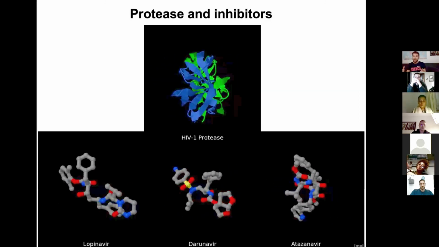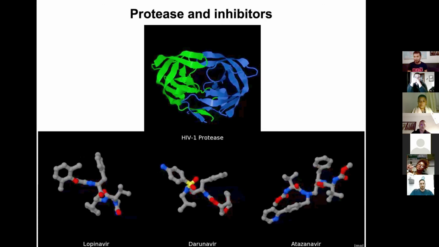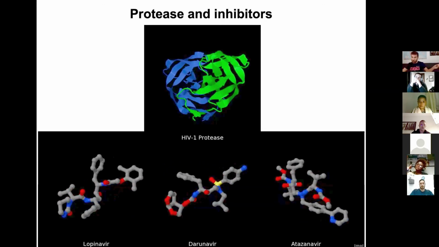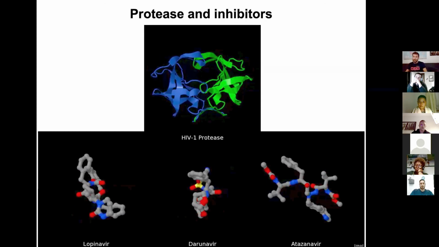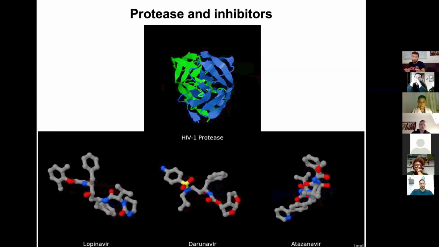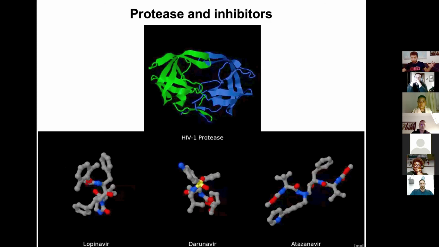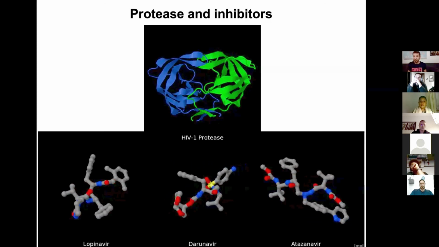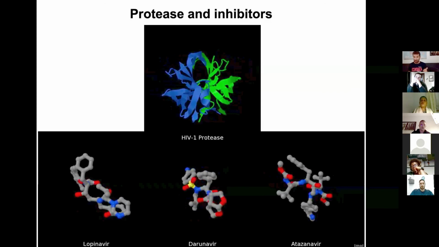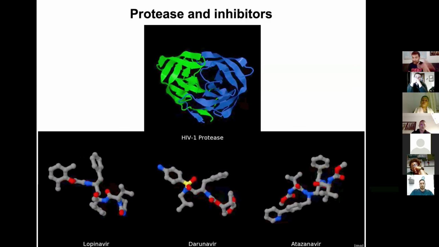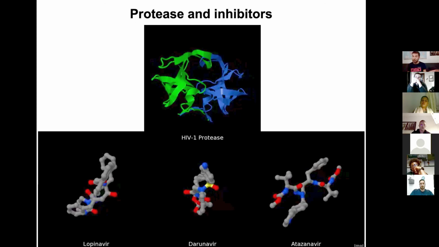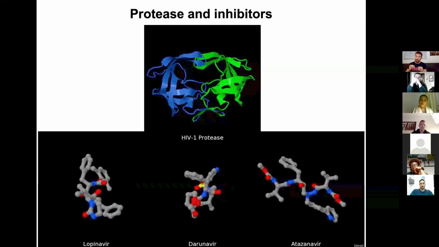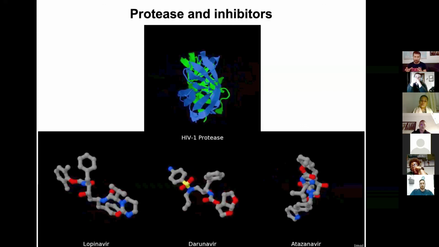So it means if you eat some food, all of these chains will be cut into smaller pieces, so that your body can take up the small molecules easily, as opposed to a huge molecule. So this helps us to take food inside our body, this protease usually. And the same protease also helps the HIV virus.